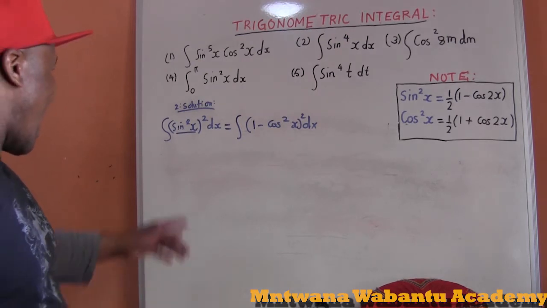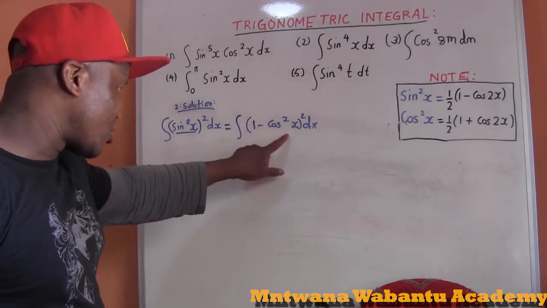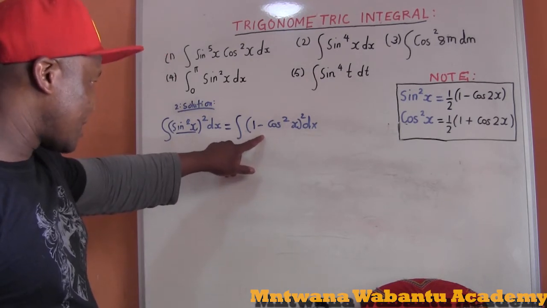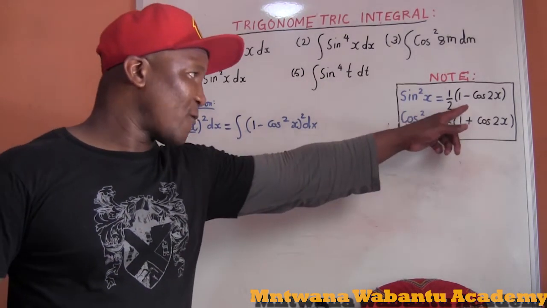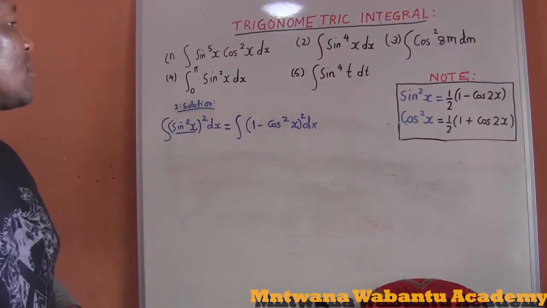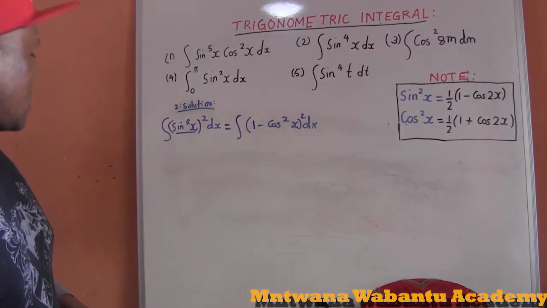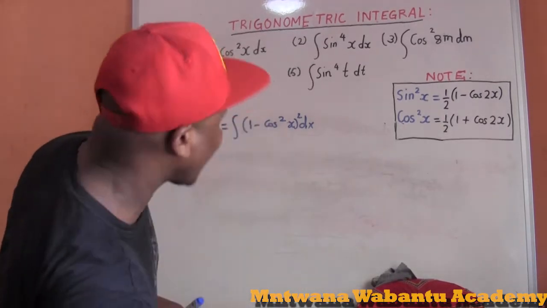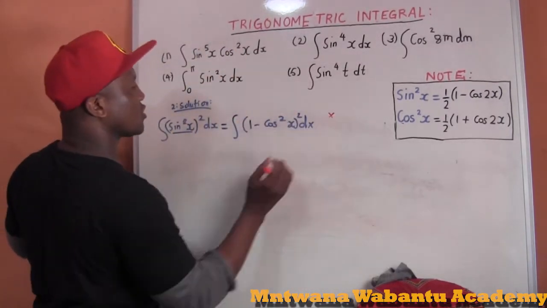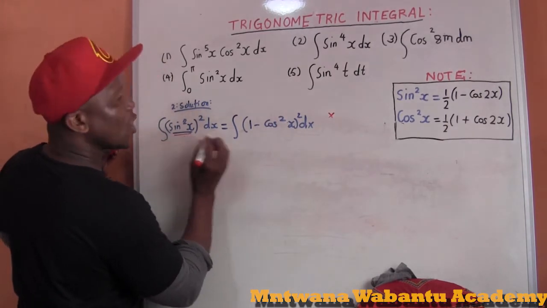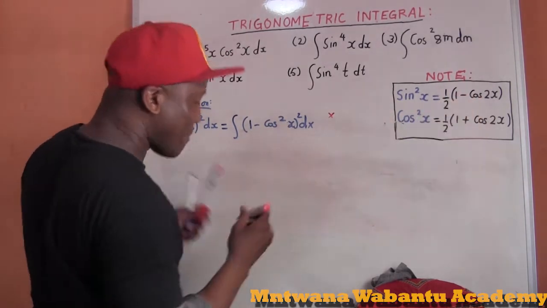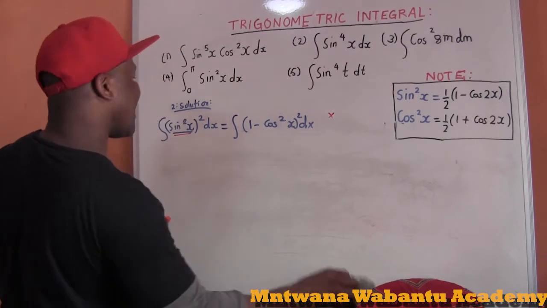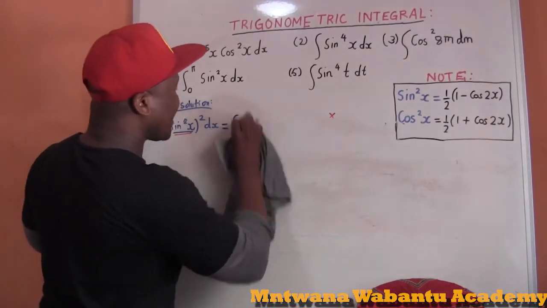So if it's me, I'm not going to replace it with a trig identity. I'd rather replace it with a half of 1 minus cos 2x. I'm not going to use this, because it's not going to solve my problem. It's going to be a long route. So I'll replace this with a half of 1 minus cos 2x, whatever angle I have there.